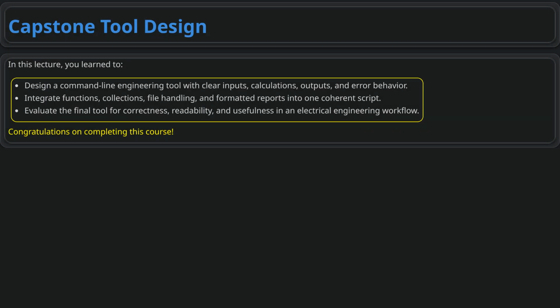In this lecture, you learned to design a command line engineering tool with clear inputs, calculations, outputs, and error behavior. Integrate functions, collections, file handling, and formatted reports into one coherent script. And evaluate the final tool for correctness, readability, and usefulness in an electrical engineering workflow.